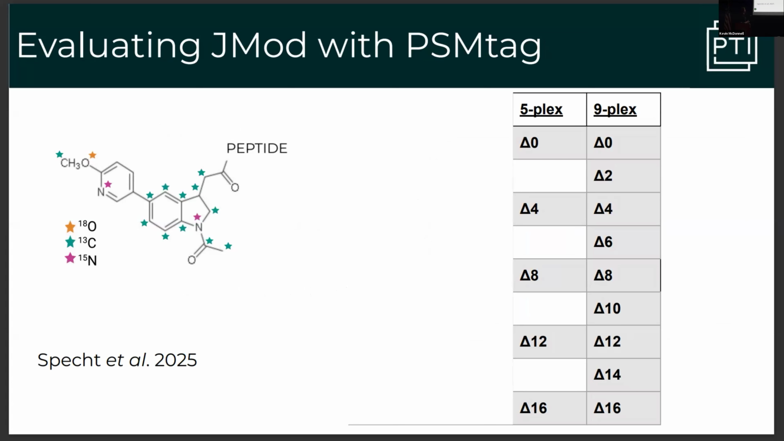But like I mentioned before, the PSM tag allows this 5-plex if we maintain this 4 Dalton spacing. But what if we could halve the spacing we require, down to 2 Dalton? We could effectively double the throughput with this same tag.